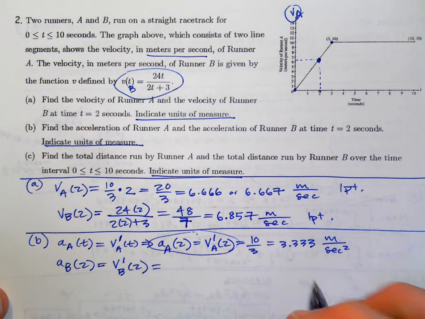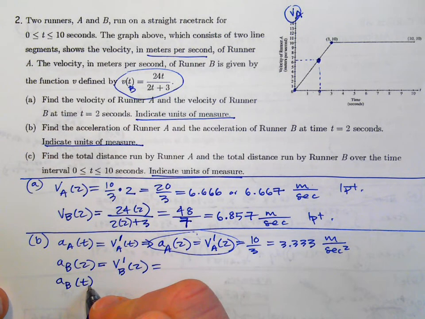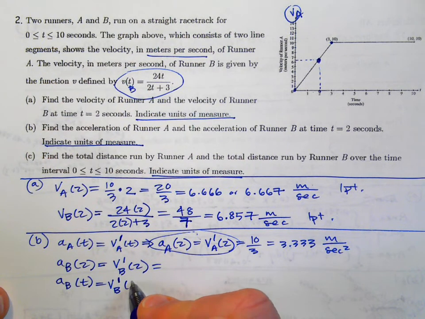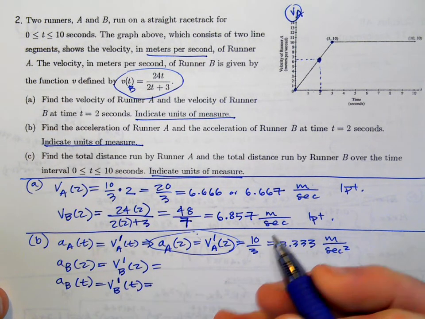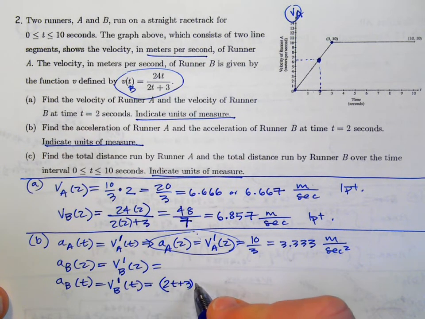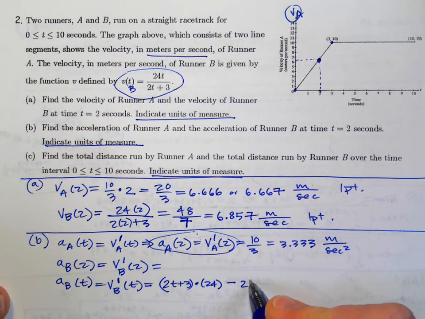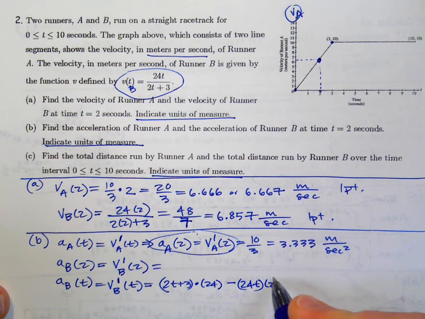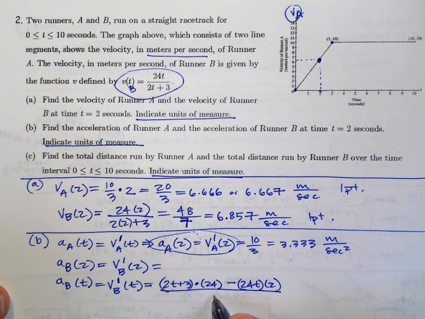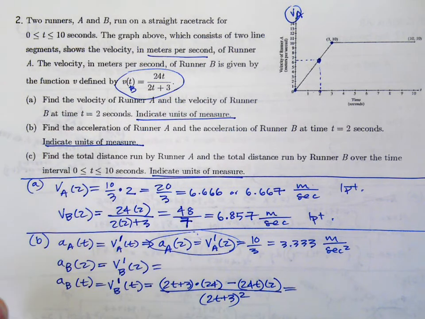Okay, so this one, I guess I should have started over here first. A sub B of t equals the derivative of velocity V sub B. And so we can take the derivative of that. Now that's going to be quotient rule: low d high minus high d low, all over low squared. Now I'm going to tell you in a second that we really shouldn't be doing this because your calculator can do derivatives. So we don't need to do this. I'm going to actually stop right now.